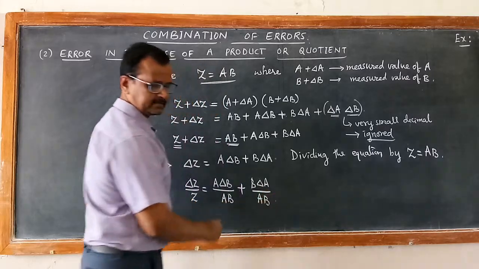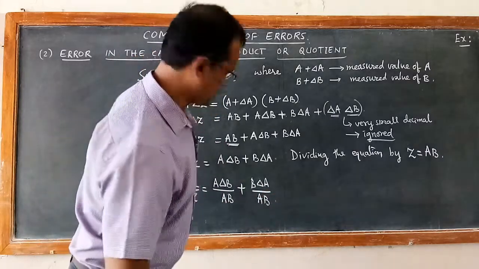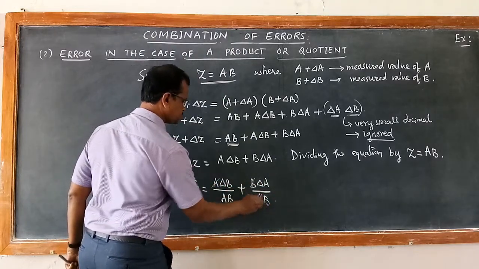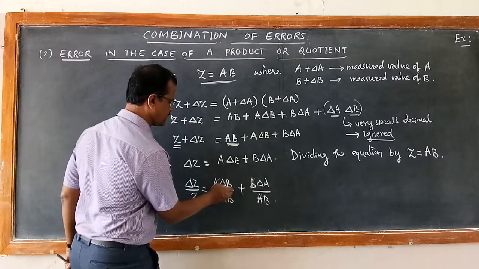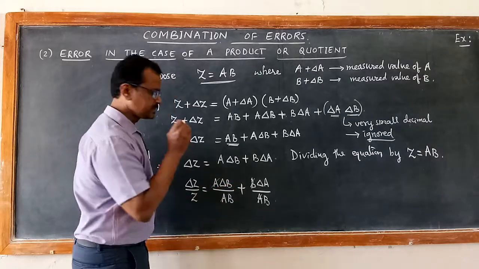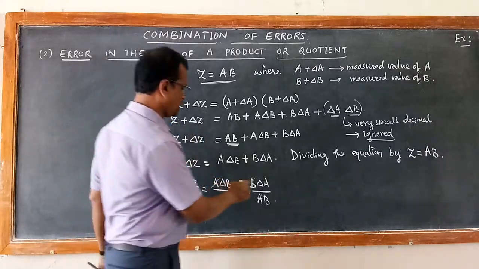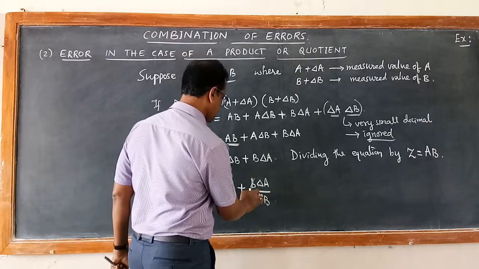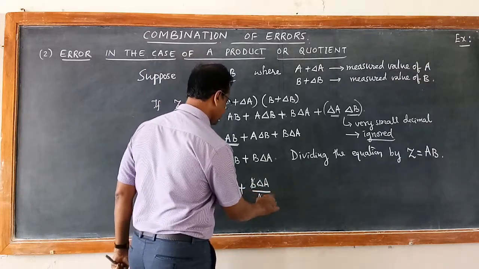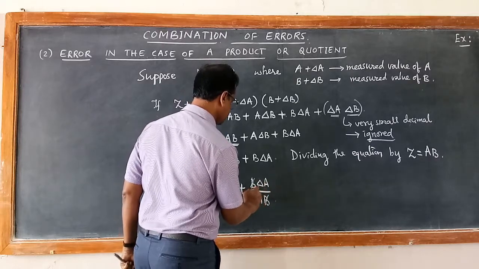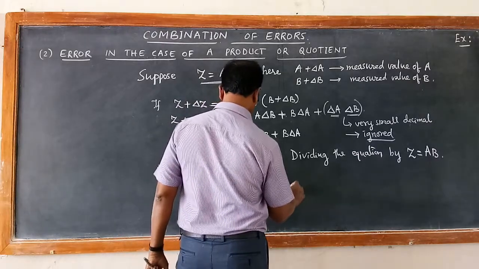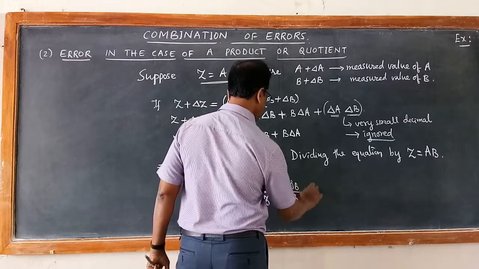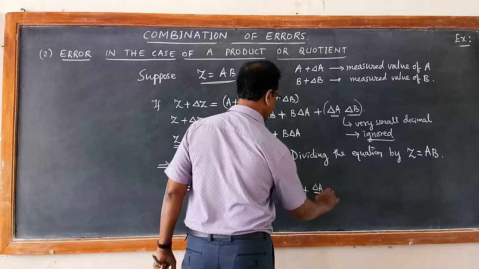So you can cancel here. You can cancel A with A, B with B. So don't cancel this B with this. This is delta B. That's a whole quantity, which is a very small error. And delta A is also a small error. You cannot cancel it. So if you cancel B with B, A will be left here. B with B, A is left here. Therefore, you are left with delta B by B plus delta A by A.